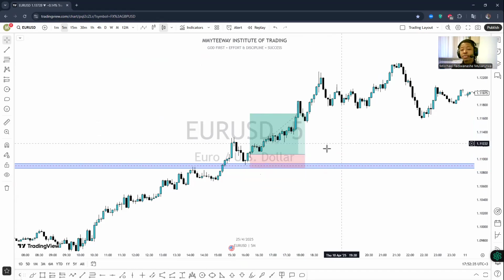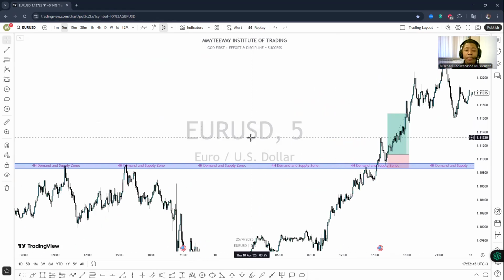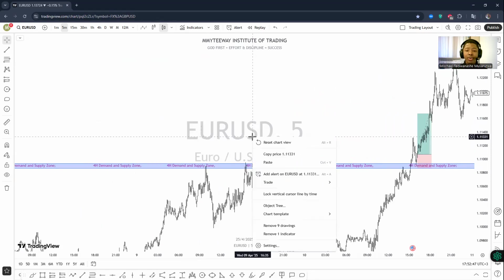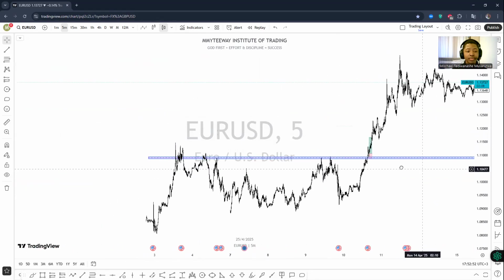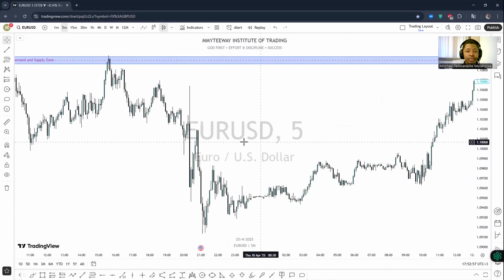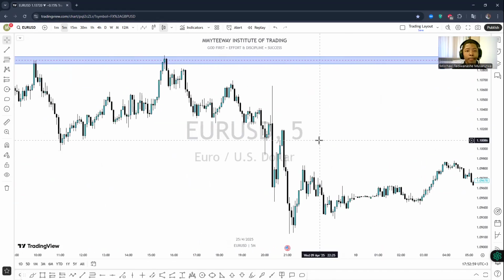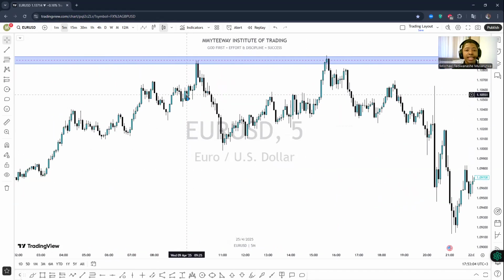So this is how simply I just use my 4-hour demand and supply zone. I use them for retests, and I also use them, maybe let's say we are in an uptrend right here. And I see my entry confirmation here. I won't enter this trade.